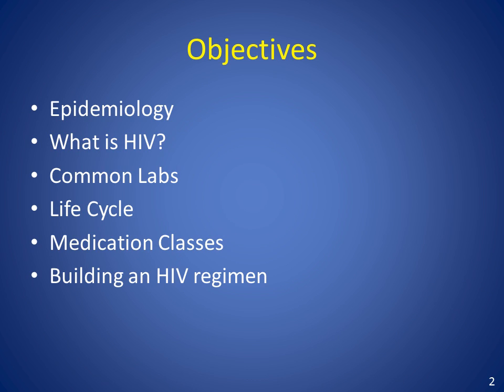The objectives of this presentation are to cover some brief basics in regards to epidemiology, the prevalence and the incidence of HIV both across the country as well as here in Michigan. We'll also talk about what HIV is, what some common lab values are that we look for when we're treating patients with HIV. We'll talk a little bit about the HIV life cycle, and we'll also go over the medication classes and where they work in the HIV life cycle. Finally, we'll talk about some basics in regards to building an HIV regimen to treat a patient.